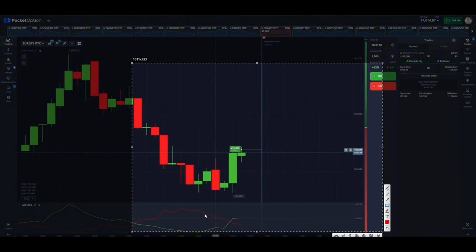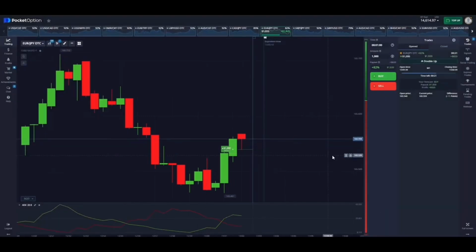From my experience with this strategy, I usually get about 6 or 7 winning trades out of 10. If you manage your account properly and know when to stop and lock in your profits, this strategy will definitely become one of your favorites in your trading toolkit.